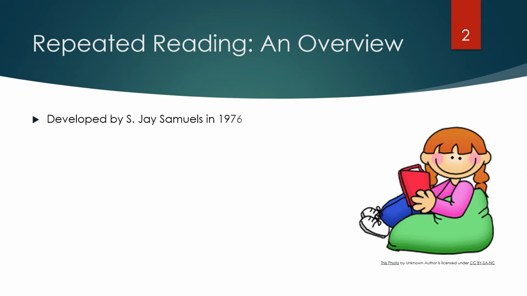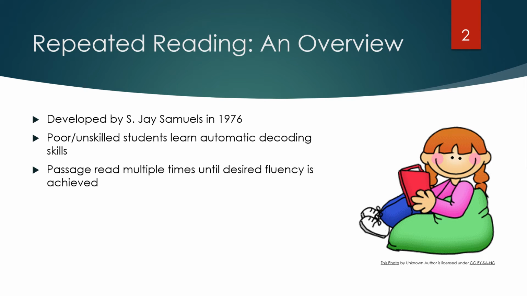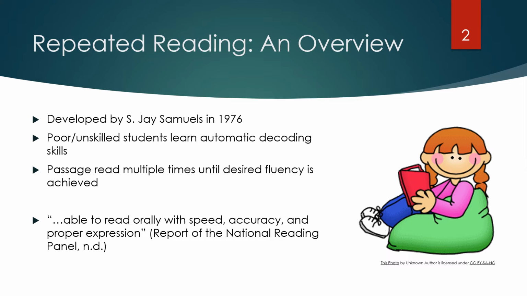The repeated reading strategy was developed by S.J. Samuels in order to facilitate automatic decoding skills with unskilled or poor readers. It involves having students orally reread a passage until a fluency criterion is achieved. The report of the National Reading Panel defines a fluent reader as one who is able to read orally with speed, accuracy, and proper expression.